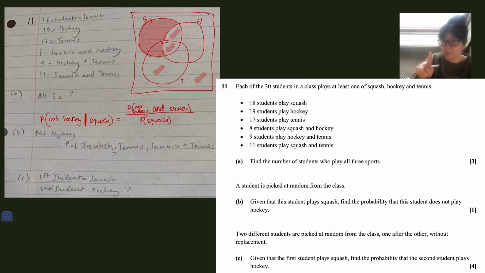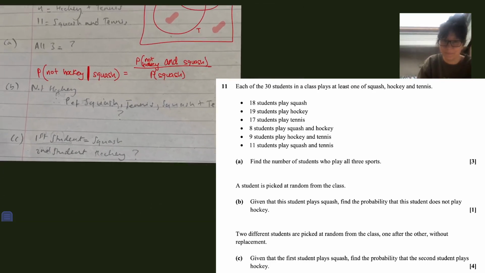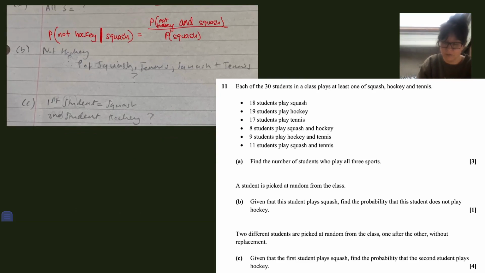Okay, without replacement. So first of all, there's 30 in the class and we pick one. Now there's only 29 in the class and we pick another one. Given that the first student plays squash, given that the first person plays, so I'm feeling 3 things. But in terms of this question, I'm thinking, what they're asking me is, what is the probability that the second one does hockey, given that the first one does hockey?